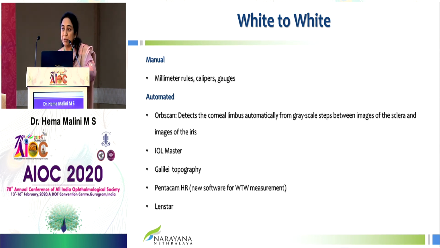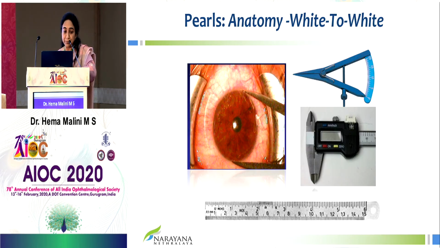Next, coming to the white to white measurements. This can be done manually using millimeter rules, either using the digital or surgical calipers or measurement gauges. And the popular way white to white is normally measured is the automated version, which can be done on the OBSCAN, IOL Master, Galilei, Pentacam, or the Lenstar.